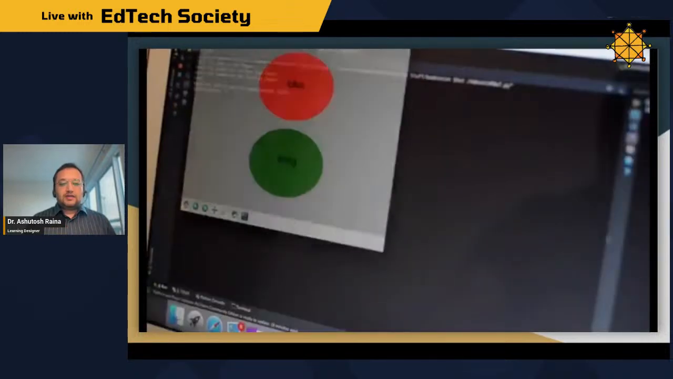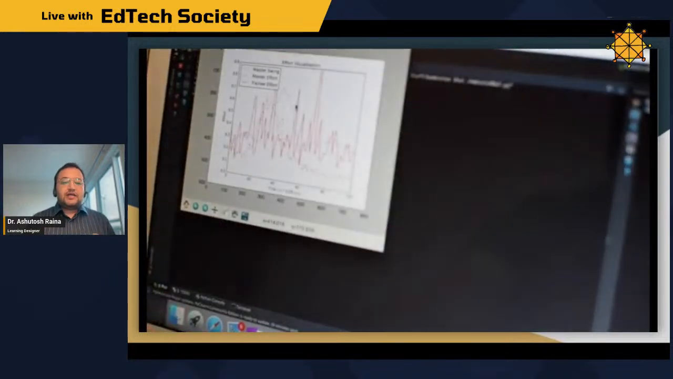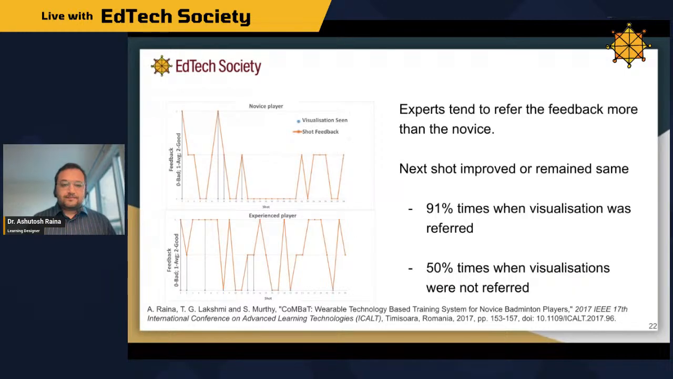So you are able to visualize the physical forces and the abstract nature of these concepts. And if you did not play the shot well, you could compare your performance to an expert. So this is what Combat was about. Just to give you a brief idea of how Combat works, the band talks to a system which takes all the raw data, compares it to an expert's data, and generates visualizations as well as the visual feedback. Also, the system communicates back to the Myo band and generates the haptic vibrations.